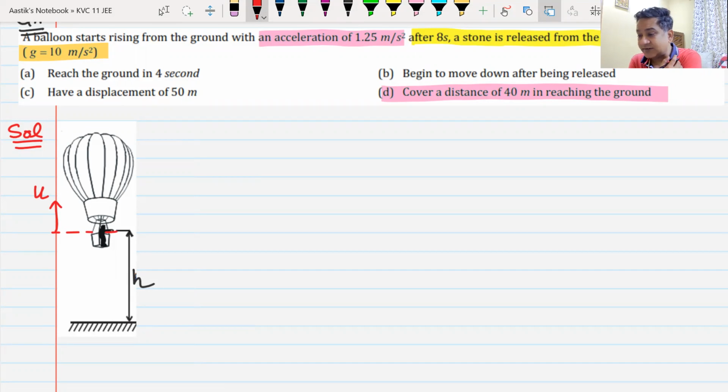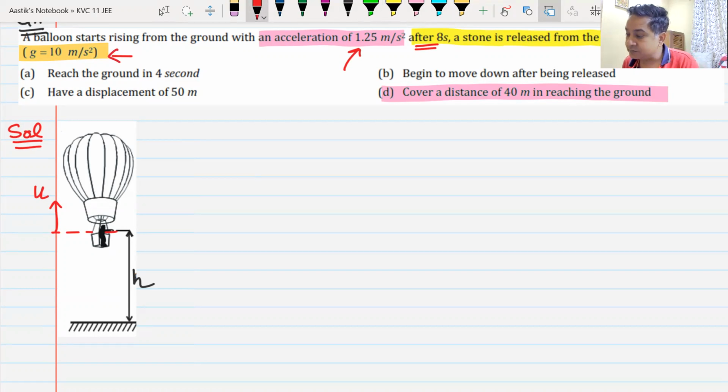Is there anything given that you can see? Acceleration is 1.25 meter per second square. Well done. Nice observation. Acceleration is given as 1.25 meter per second square. Anything else is given? 8 seconds, sir. 8 seconds is given. Time is given. Displacement is given. Anything else is also given? G, sir. Gravitational. Okay, G is given. G is already known to me. Anything else is given?